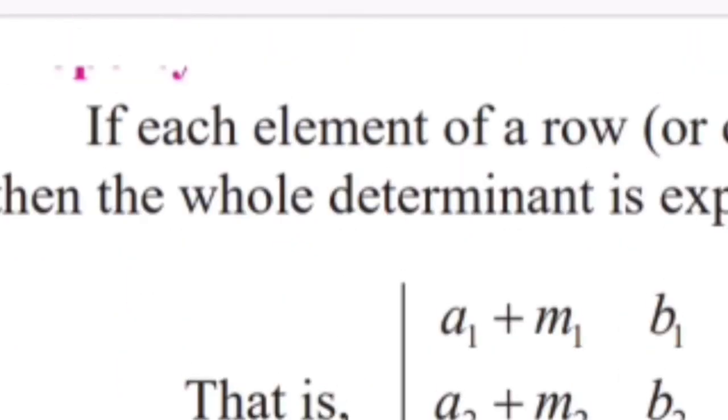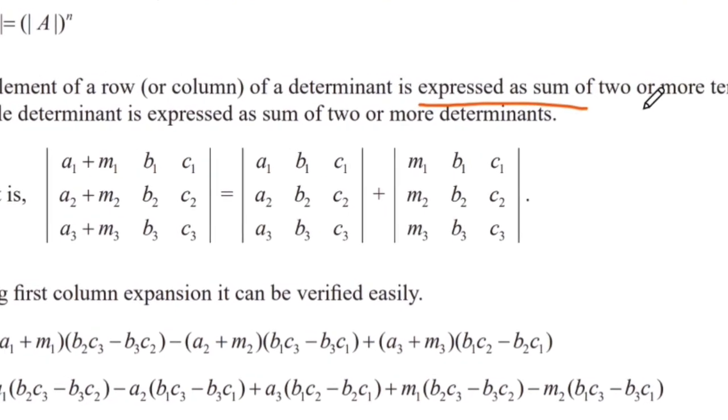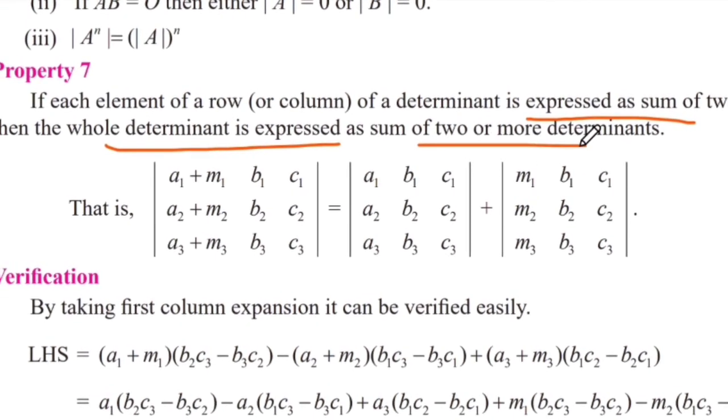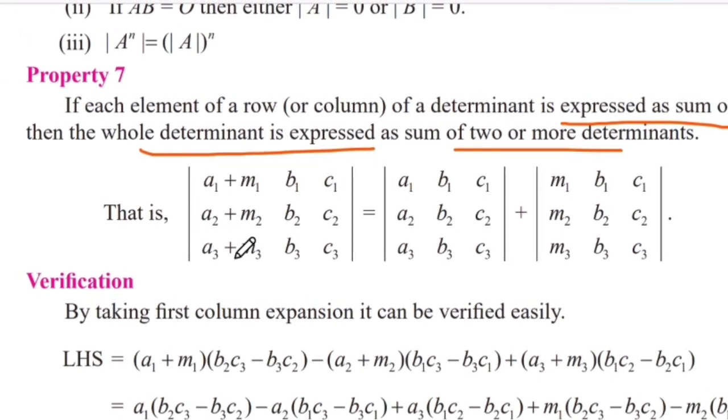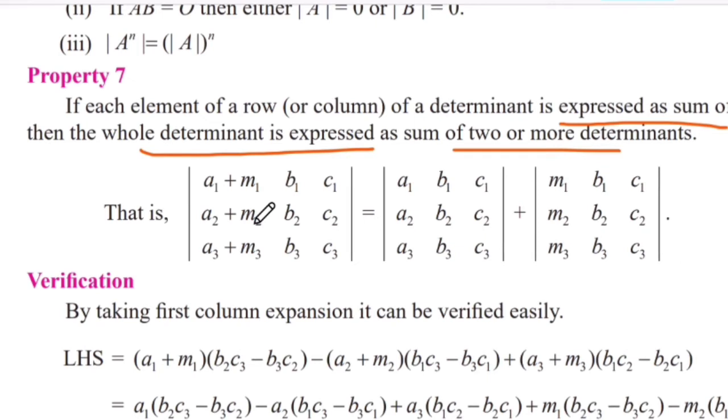Property 7 is, if each element of a row or a column is expressed as sum of 2 or more terms, then the determinant is expressed as sum of 2 or more determinants. Here you can see the first column is expressed as sum of 2 terms. Can you see that? That is, you have a1 plus m1, a2 plus m2. 2 terms are there. So what happens now? The determinant is also split into 2 determinants.